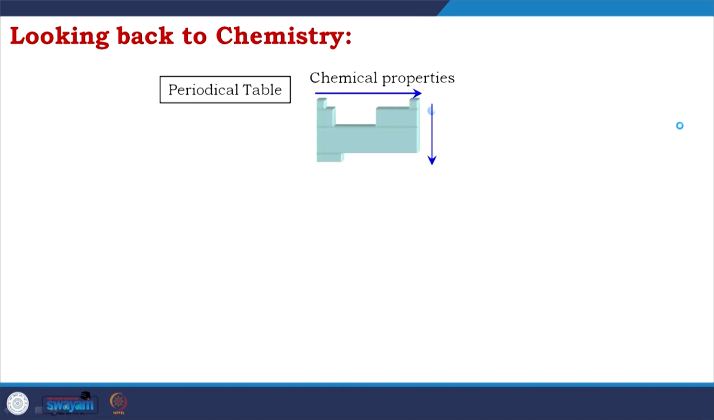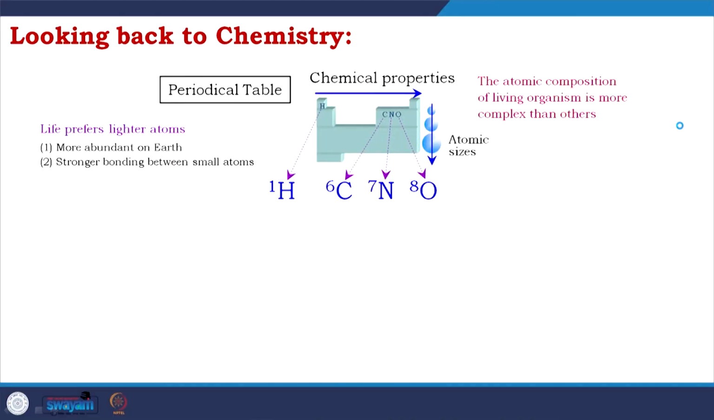So, now we know about these 20 amino acids, but as we talked about, our goal is to go for structure. This knowledge is not good enough. We will look back to the chemistry. I have already discussed the position of hydrogen, carbon, nitrogen, oxygen in the periodic table. We talked about how the atomic composition of living organisms is more complex than others, but very interestingly, the biological macromolecules are formed with just a small number of them.